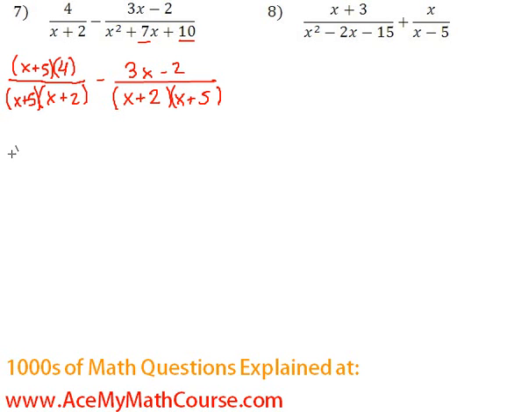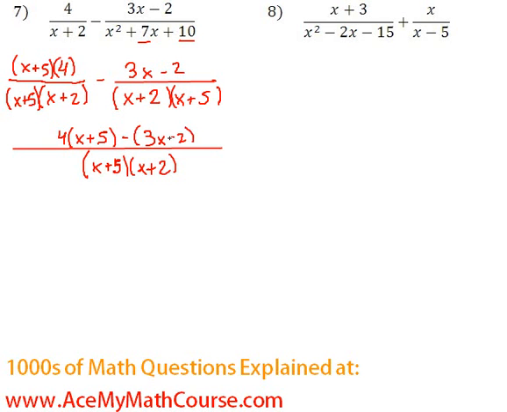Okay, now we can combine the fractions. Just make one big line here. And now I can put x plus 5 times x plus 2 as the denominator, since that's our common denominator. And I can combine the numerators. So I'll just rewrite the top here as 4 times x plus 5 and minus 3x minus 2. And don't forget, please don't forget the brackets around these elements. That's important. Okay, now we can expand and simplify.